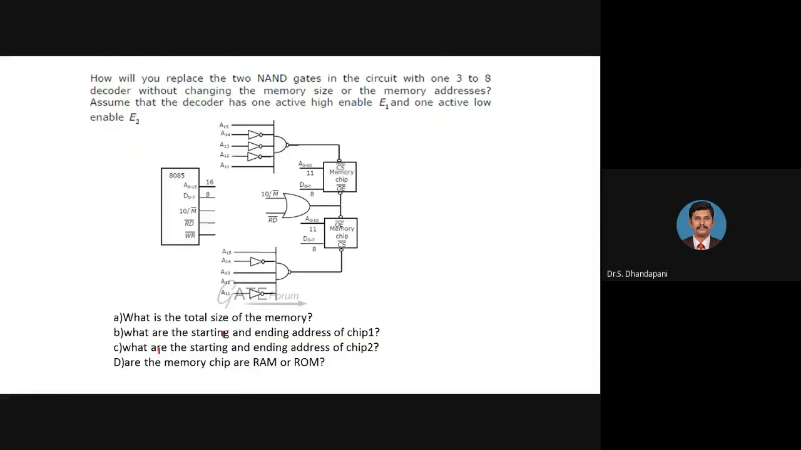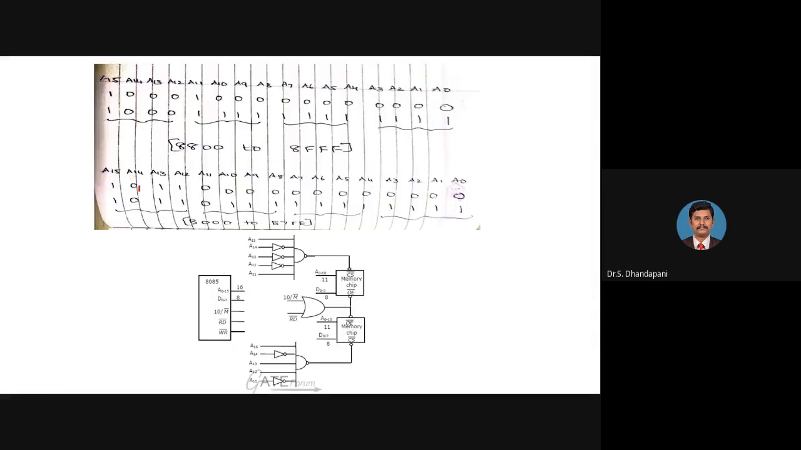Now, the C part of the question. What are the starting and ending address of chip 2? The same method. For this chip 2, the lines A0 to A10 can start from all zeros and end with all ones. The value of A15 to A11 should be 10110. So 10110 should be the value, and the remaining lines can start from all zeros and can end with all ones.